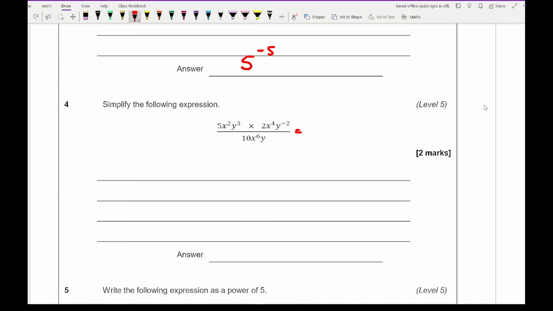Multiplying out this top line, I get 5 times 2, which is 10. And then I've got x squared times x to the power 4. So I add the powers, so that becomes x to the power of 6. And I add the powers of y, so 3 plus minus 2 just gives me y, or y to the power 1. And that's all over 10x^6y. So from this, I can notice that I've got both the same on the top and on the bottom. So that's just going to equal 1.